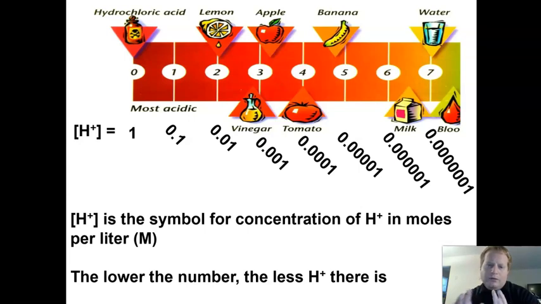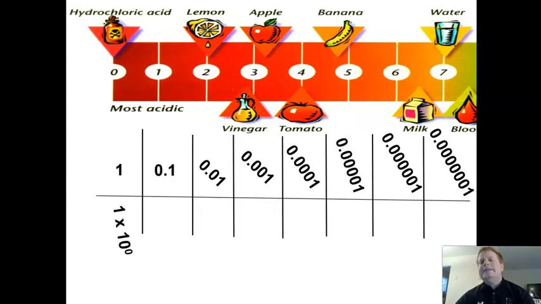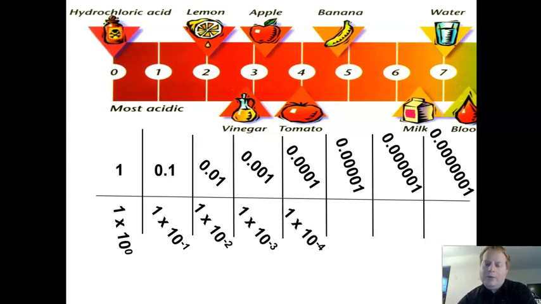So, okay, but what does this even mean? If we look at this another way, let's take these numbers and put them in scientific notation. 1 mole per liter of H plus concentration is the same as 1 times 10 to the 0, right? Because anything to the 0 is just 1, so this is like 1 times 1. That's 1. We can rewrite 0.1 as 1 times 10 to the negative 1. And we can rewrite 0.01 as 1 times 10 to the negative 2.